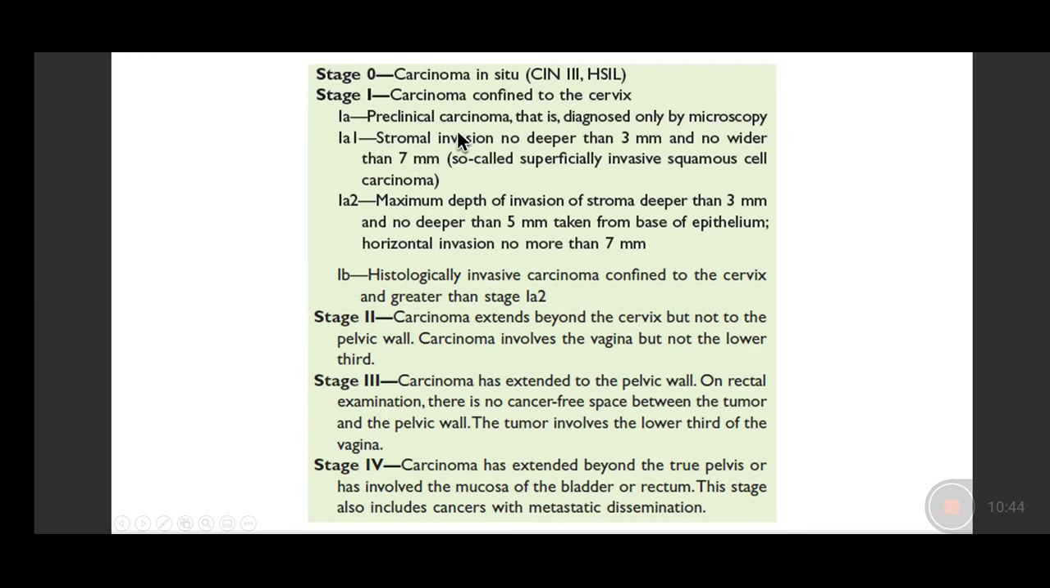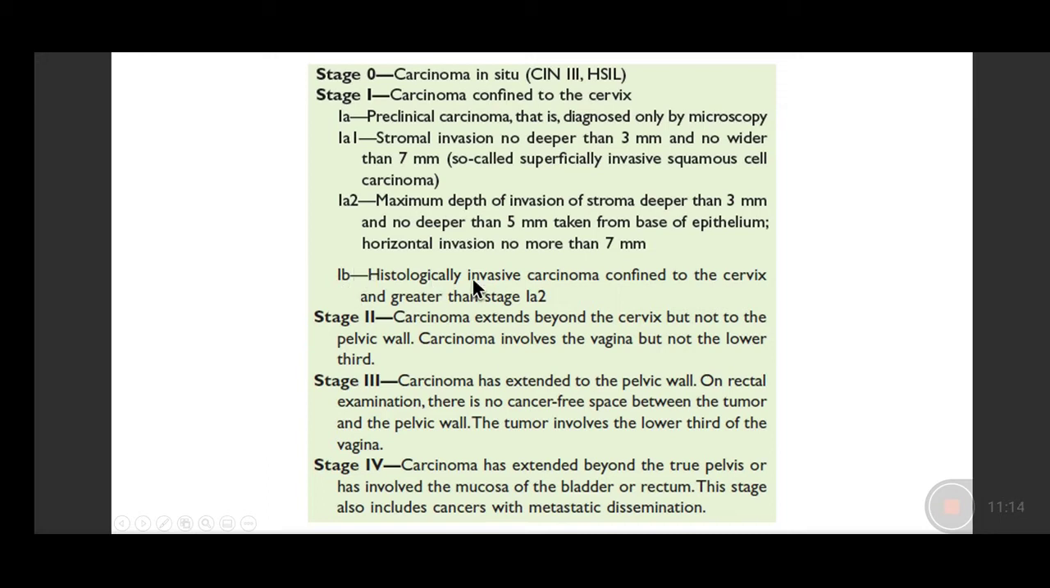In 1A1, you have to look out for the stromal invasion, which should be no deeper than 3 mm and should not be wider than 7 mm. So these are also known as the superficially invasive squamous cell carcinomas. And in 1A2, the maximum depth of the invasion of stroma should be deeper than 3 mm but not deeper than 5 mm, and the horizontal invasion should be no more than 7 mm. So these are the microscopically visible preclinical carcinomas.